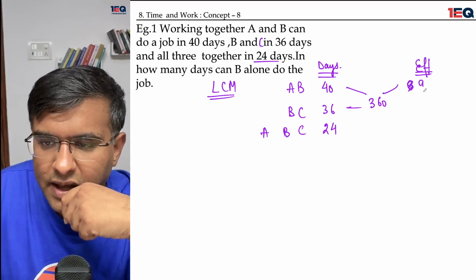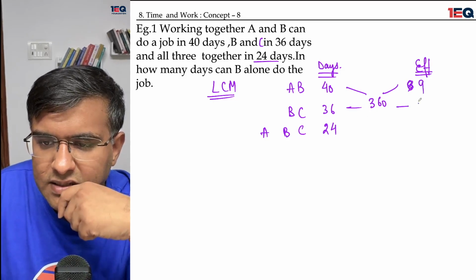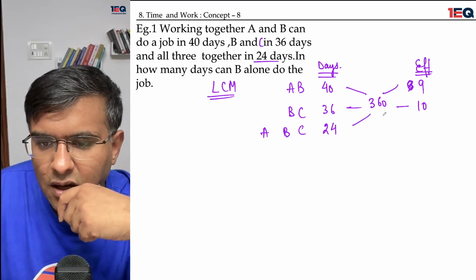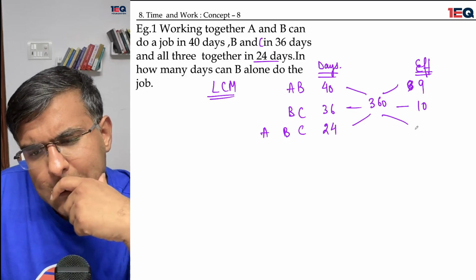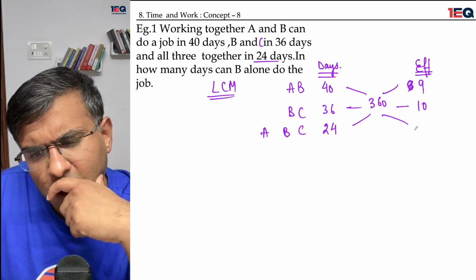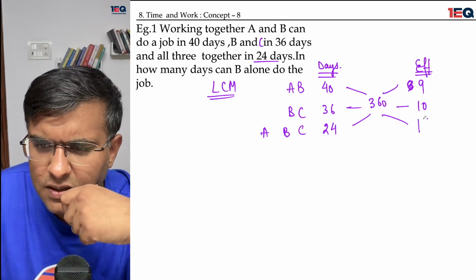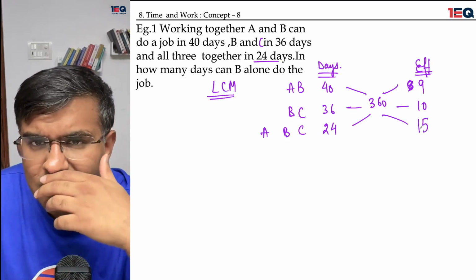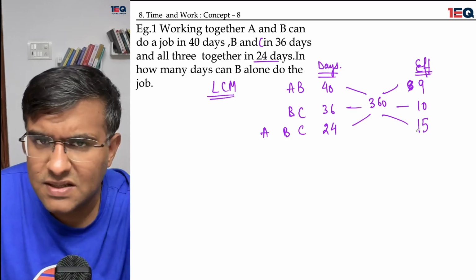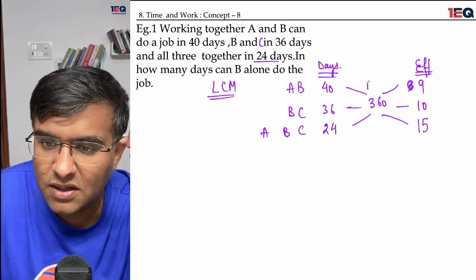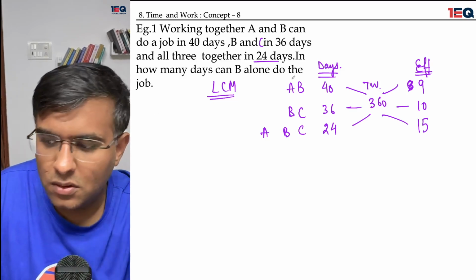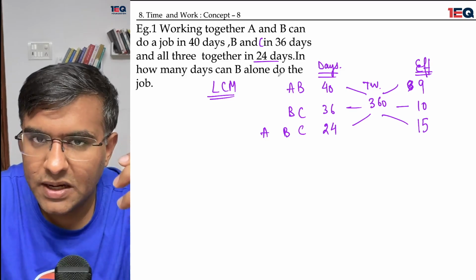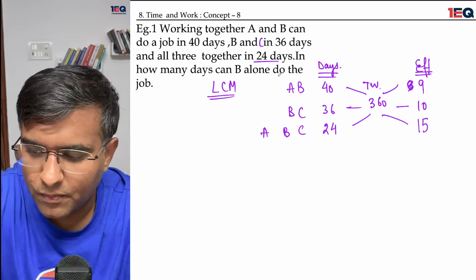40 9s are 360. 36 10s are 360. 24 15s are 360. We have 360 as our LCM, and this is nothing but our total work. In how many days can B alone do the job?